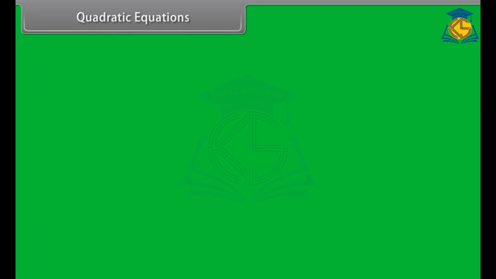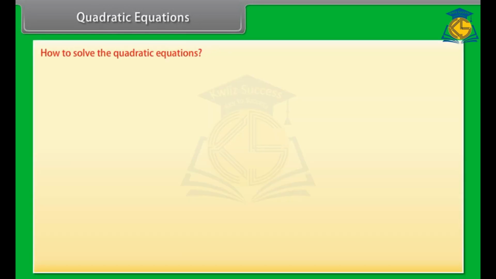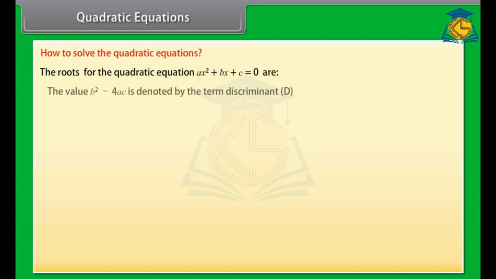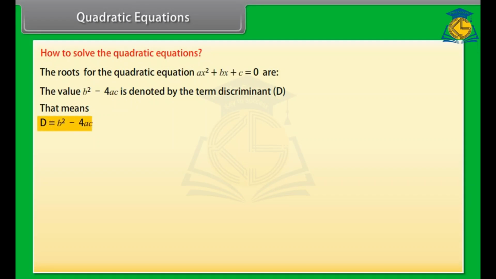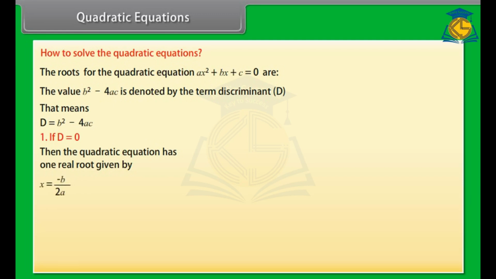Quadratic equations. How to solve the quadratic equations? The roots for the quadratic equation ax square plus bx plus c is equal to 0 are found using the value b square minus 4ac, which is denoted by the term discriminant d. That means d is equal to b square minus 4ac. 1. If d is equal to 0, then the quadratic equation has one real root given by x is equal to minus b by 2a.